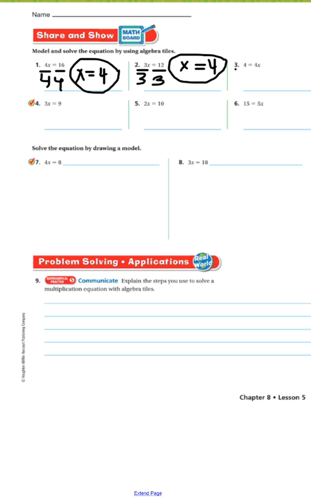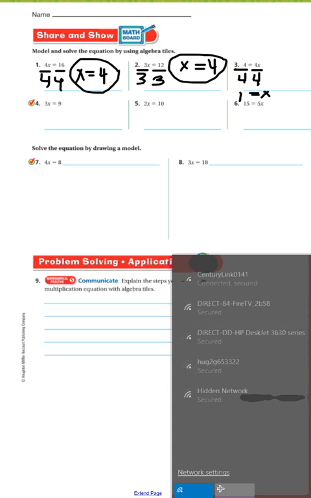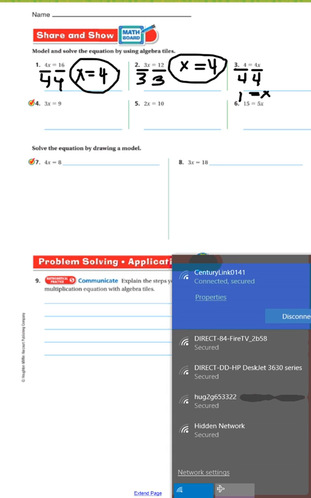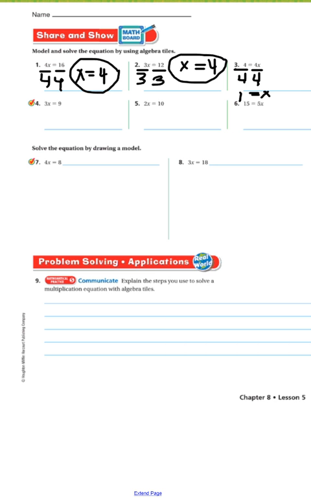Number 3, 4 equals 4x. 4 divided by 4, 4x divided by 4. So here we're going to get 1 equals x. That can be rewritten as x equals 1. Number 4, 3x equals 9. Divide by 3. X equals 3.